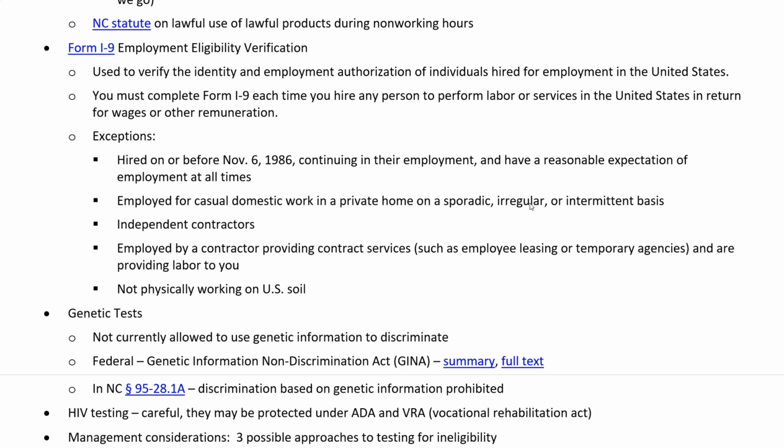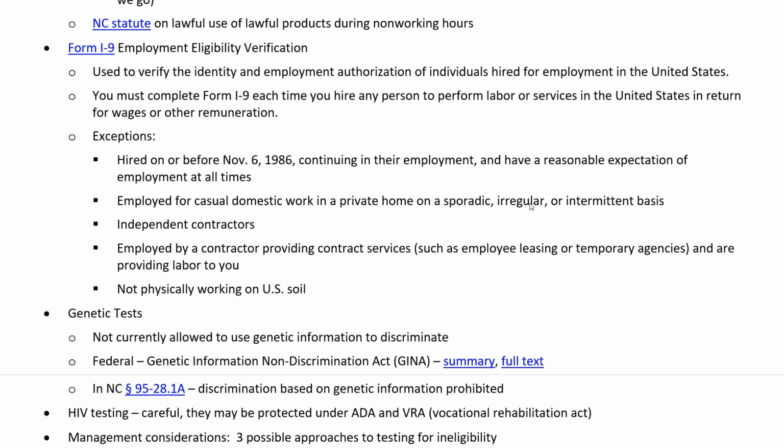Why would this be an exception? Well, because the people that are passing the laws are rich people. Rich people generally have people who are doing some domestic work at their house. They thought this might interfere with their ability to get cheap labor. So, hey, it's an exception now.